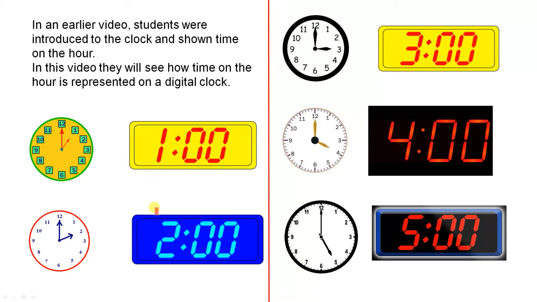Same here. 3 o'clock, the digital format. 4 o'clock, digital format. 5 o'clock, the digital format. You would remind students that for time on the hour on the analog clock, the minute hand or the larger hand is on the 12 and the smaller hand is on the particular number representing the hour.